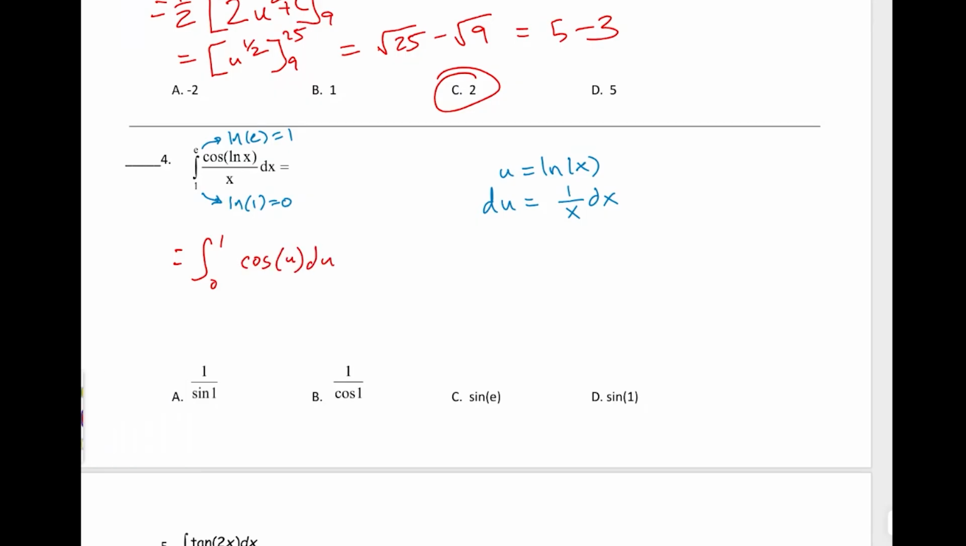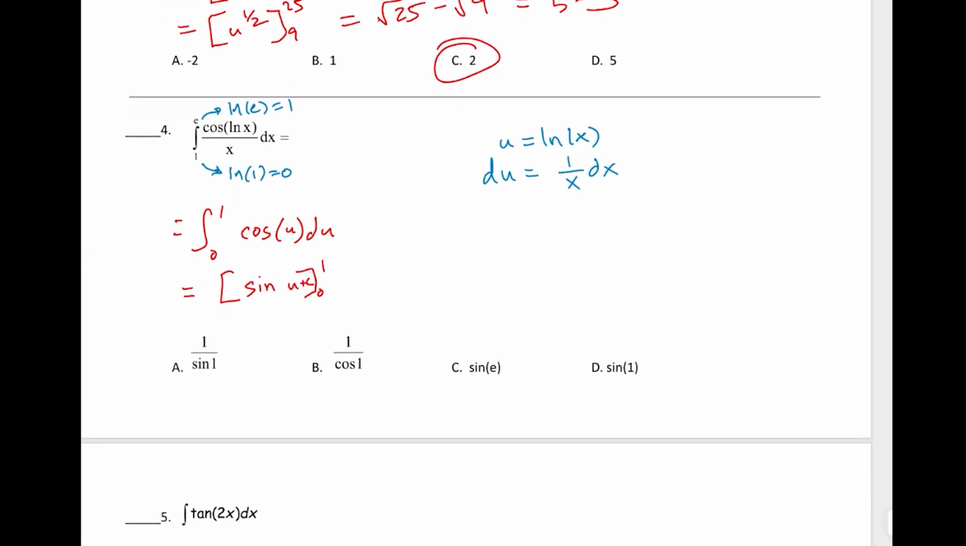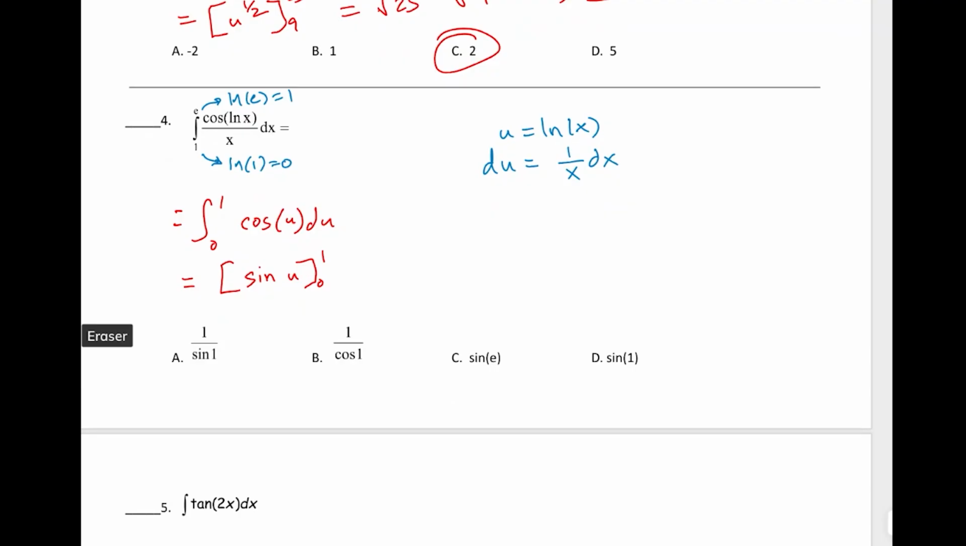du. Now we know what the integral of cosine is because we know what the derivative of sine is. The derivative of sine is cosine, so the antiderivative of cosine is sine. So there's going to be sine of u from 0 to 1. Of course, we got a little plus c in there, but we know that's going to cancel out. So now we're going to plug in 1, we're going to plug in 0. So there's going to be sine of 1 minus sine of 0. And we know that sine of 0 is just 0, so this is just going to equal sine of 1.